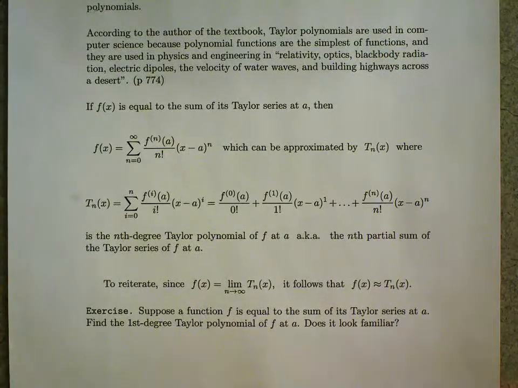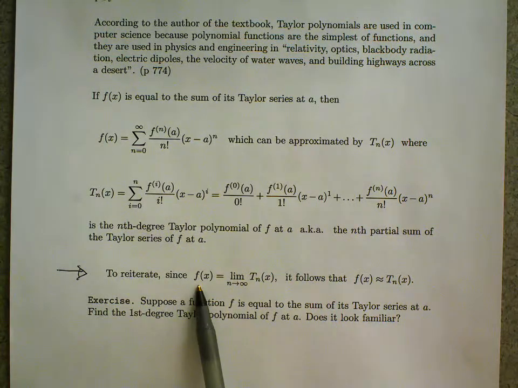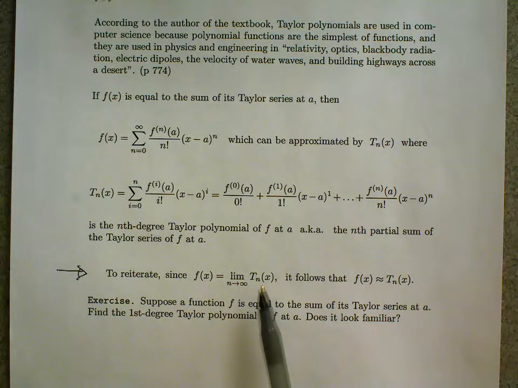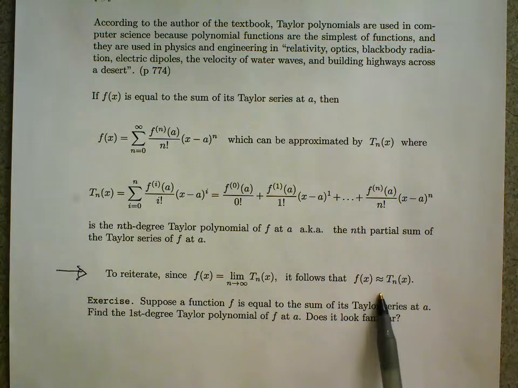Okay, so the idea here is, if f of x is equal to the sum of its Taylor series at a, in other words, since f of x is equal to the limit of the Taylor polynomials as n goes to infinity, it follows that f of x can be approximated by an nth degree Taylor polynomial. The larger the n, the better the approximation.